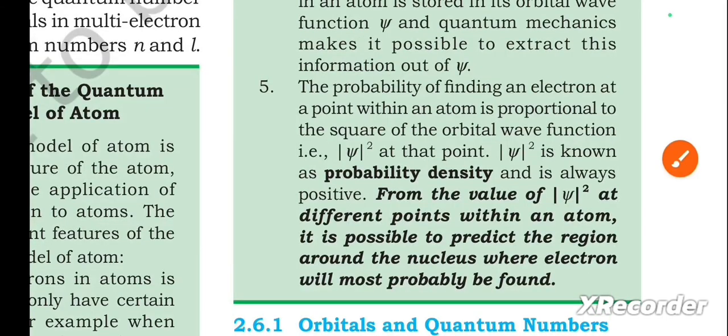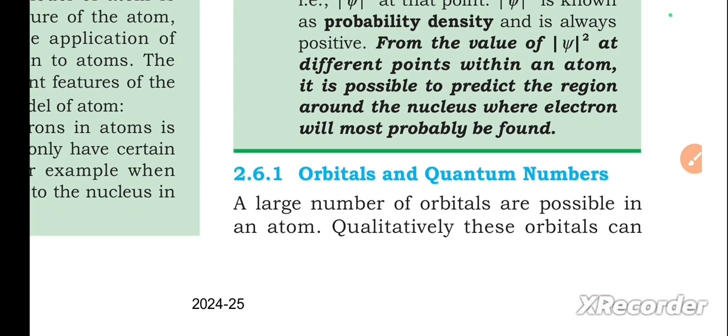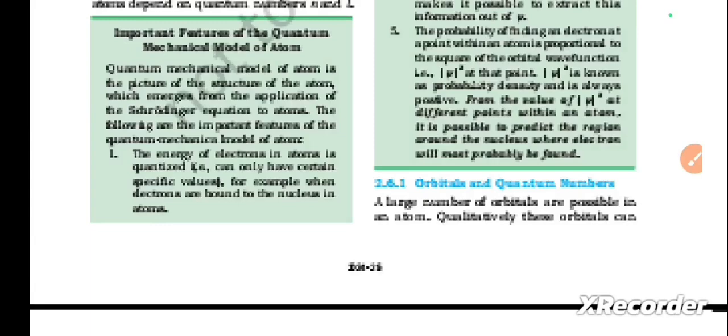The probability of finding an electron at a point within an atom is proportional to the square of the orbital wave function, that is psi square at that point. Psi square is known as probability density and is always positive. From the value of psi square at different points within an atom, it is possible to predict the region around the nucleus where the electron will most probably be found.